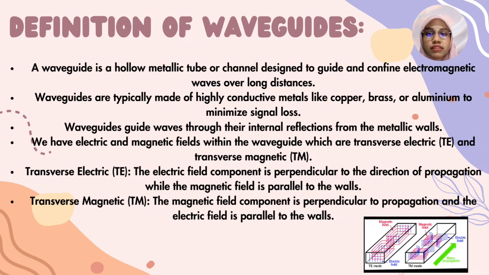Transverse electric means the electric field component is perpendicular to the direction of propagation, while the magnetic field is parallel to the walls. Transverse magnetic (TM) means the magnetic field component is perpendicular to propagation and the electric field is parallel to the walls.